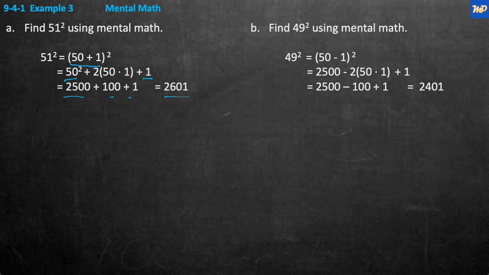Let's try 49 squared using mental math. 49 squared, we're going to convert that to 50 minus 1, and we're going to square it. So 50 squared is 2,500. 1 squared is 1. And 2 times 50 times 1 is 100, and it's a negative. So it's 2,500 minus 100 plus 1, which is 2,401. Okay? Sorry, that little hiccup there in my brain.